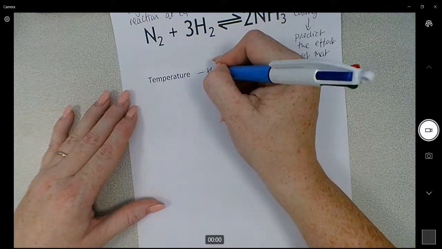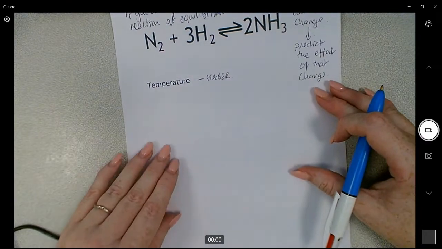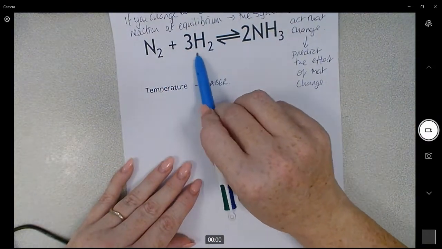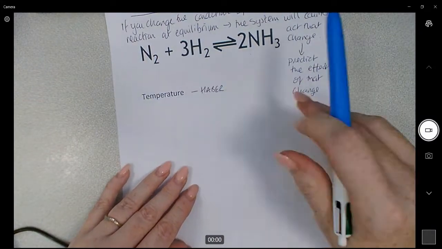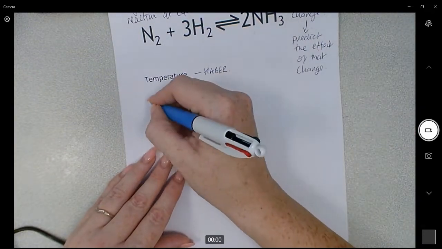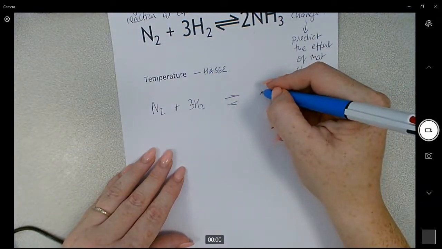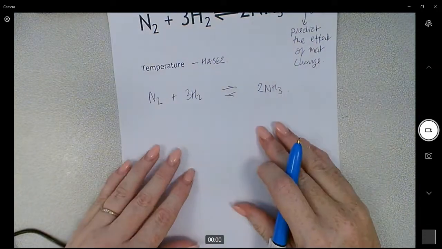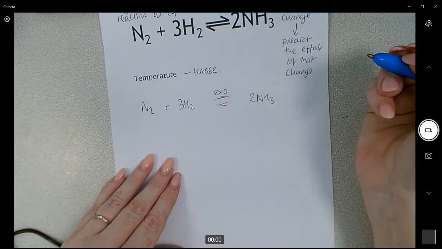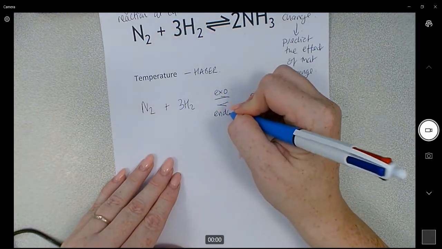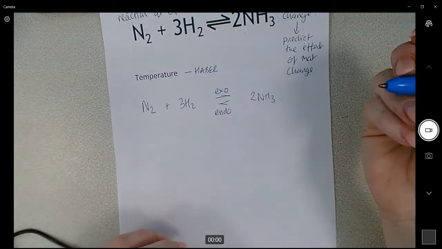So we're talking about the Haber process here. As you'll remember, the Haber process is the production of ammonia. We have nitrogen reacting with hydrogen to make ammonia, and ammonia can break down again to make hydrogen and nitrogen. So I'm going to write out this equation again. I've got nitrogen plus hydrogen gives me 2 moles of ammonia. And you should be aware from the other video that the forward reaction is exothermic, and the backward reaction is therefore going to be endothermic because it's always the opposite. We know that from the sheet earlier on.